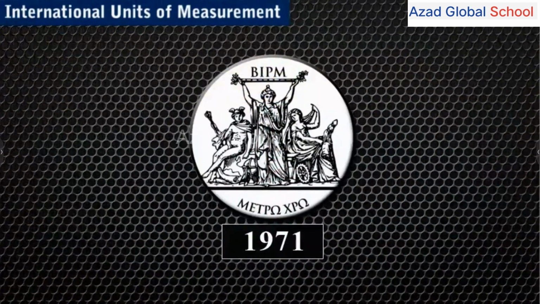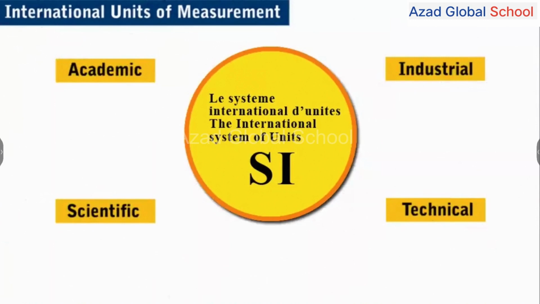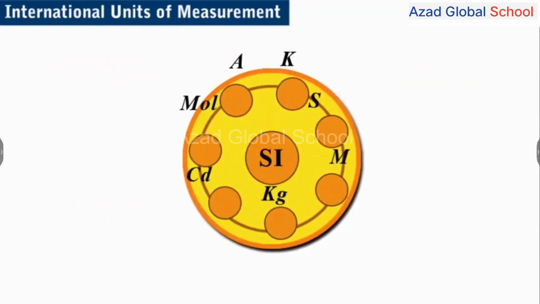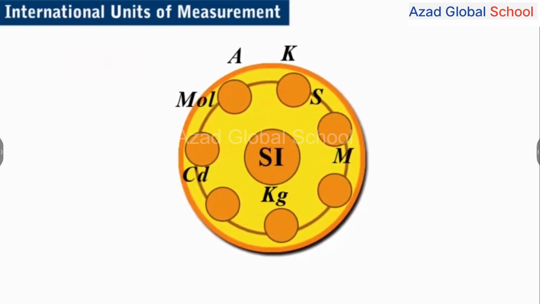However, in 1971, the General Conference on Weights and Measures recommended a standard set of units of measurements with their symbols and abbreviations. This system is known as Système International d'Unités, French for International System of Units, abbreviated as SI. Currently, SI units are followed globally for all scientific, academic, commercial, technical, and industrial purposes. In SI, there are 7 base units for the 7 physical quantities taken as fundamental quantities. Following are the quantities and their corresponding units.